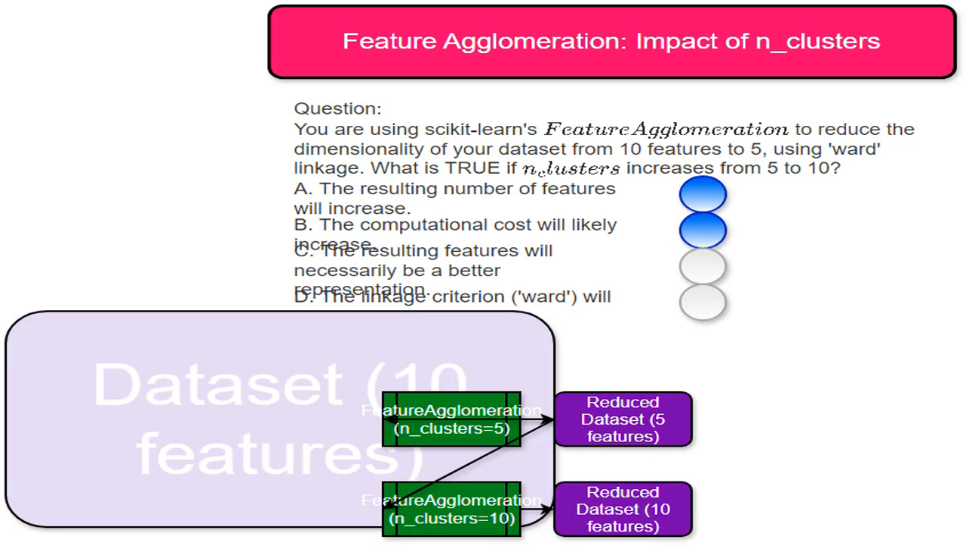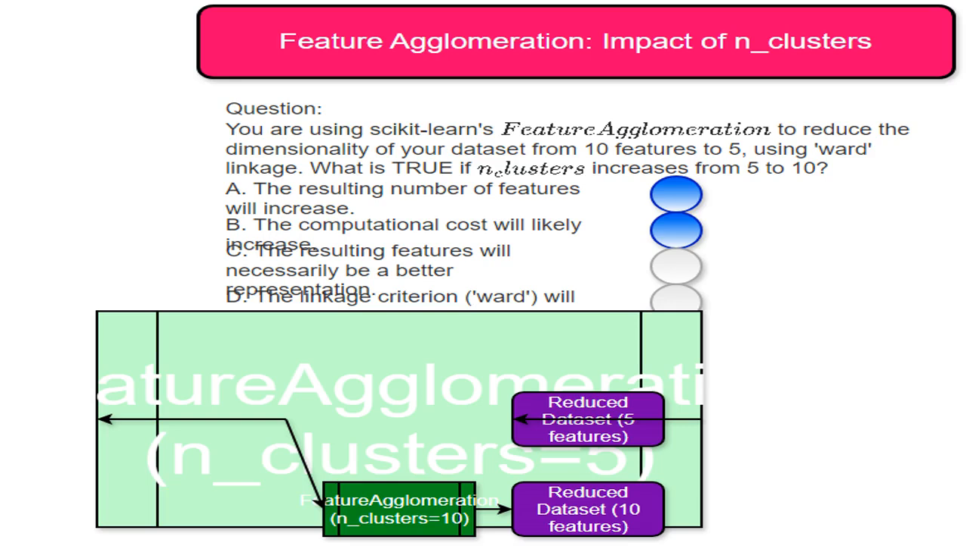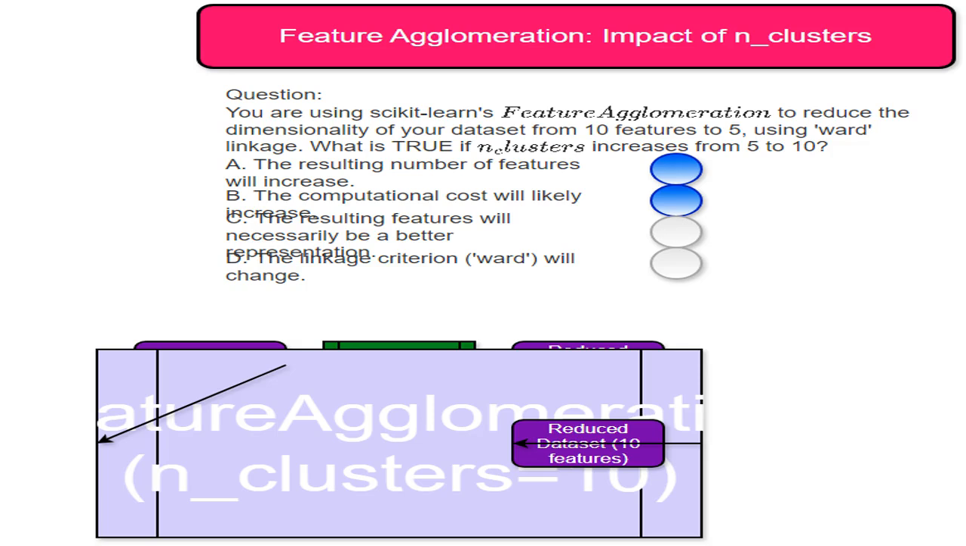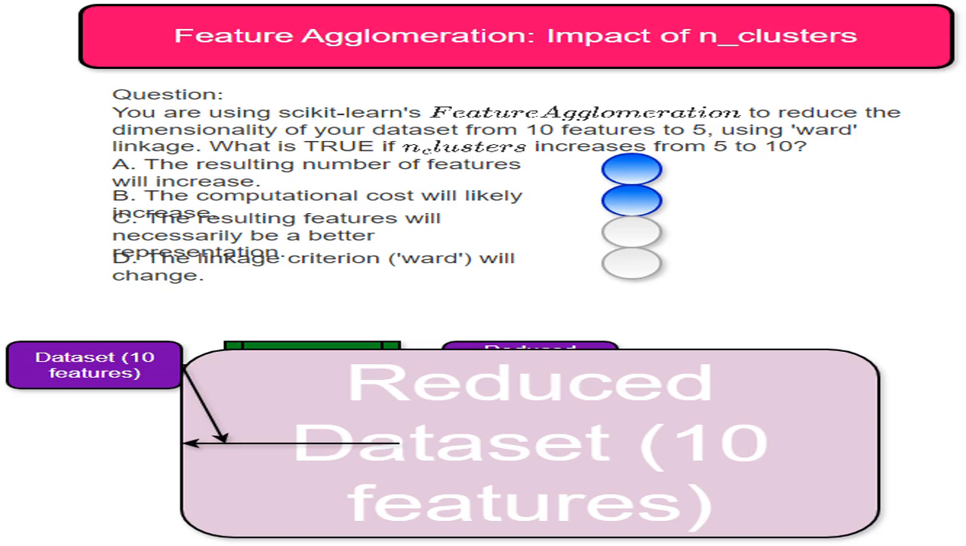This is our starting point, a dataset with 10 distinct features. I apply feature agglomeration with 5 clusters. This merges the 10 original features into 5 groups, reducing the dimensionality. The result is a dataset with only 5 features, representing the 5 clusters. Now, I increase the number of clusters to 10. I'm going for more granular grouping. The outcome: my reduced dataset now has 10 features, reflecting the 10 clusters. This is because fewer features are merged together.